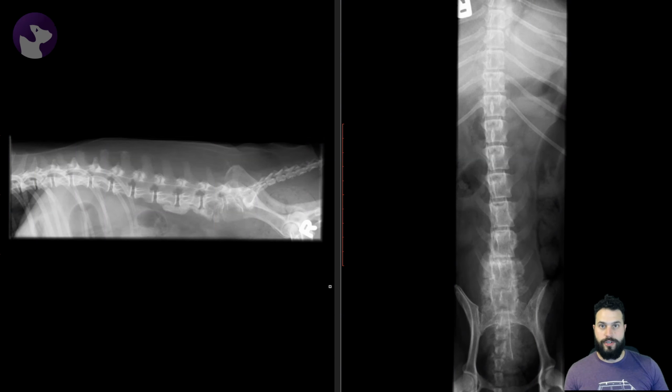So just wanted to chat about this patient. This is a male castrated 10-year-old mixed breed dog who presented with dysuria and on physical examination was noted to have some back pain. So lumbar radiographs were required.